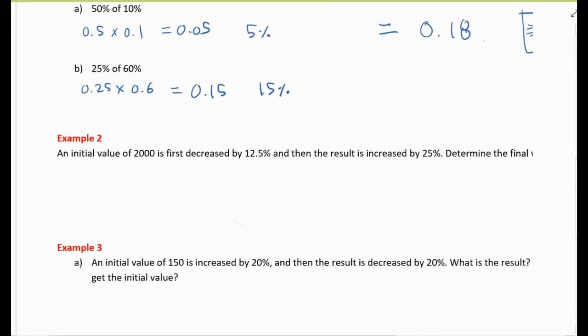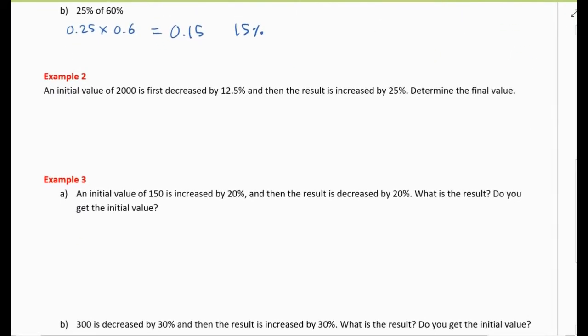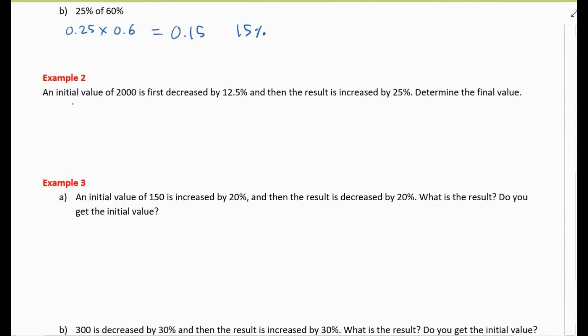Look at example 2. An initial value of 2,000 is first decreased by 12.5%, and then the result is increased by 25%. Determine the final value. So 2,000 is decreased by 12.5% and increased by 25%.